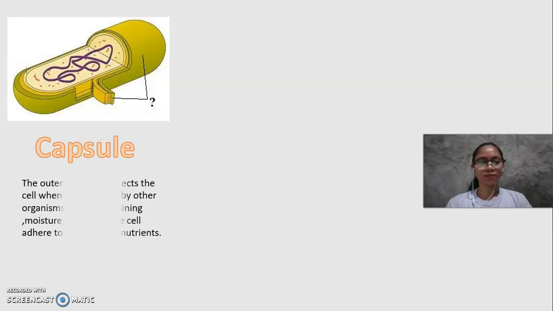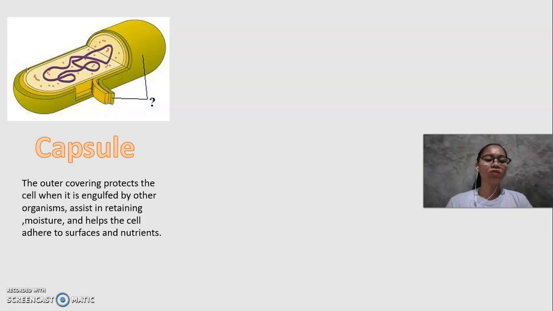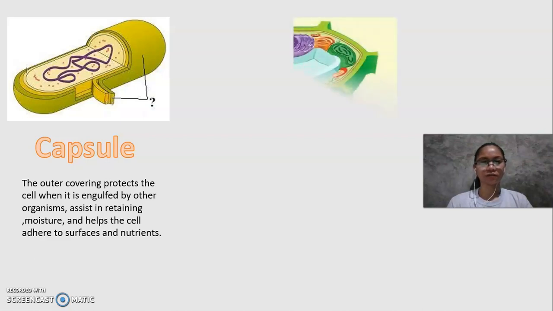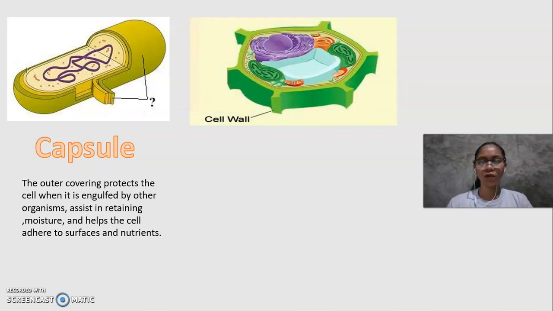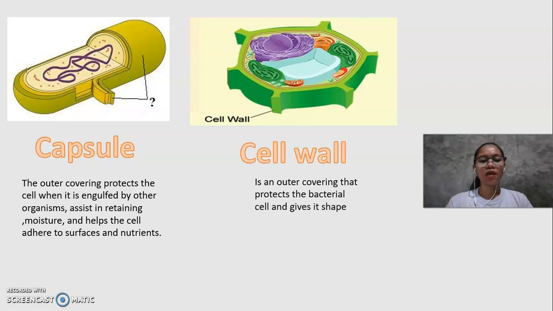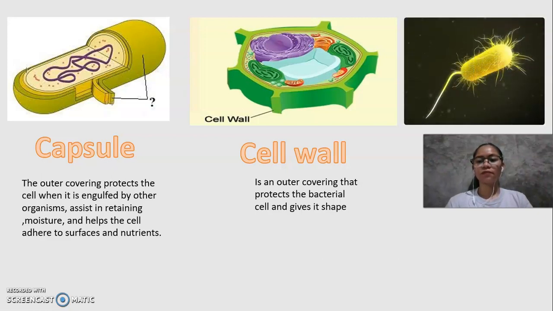Another is the capsule. The capsule is the outer covering that protects the cell when it is engulfed by other organisms, assists in retaining moisture, and helps the cell adhere to surfaces and nutrients. Cell wall. The cell wall is an outer covering that protects the bacterial cell and gives it shape. And also pili. Pili are hair-like structures on the surface of the cell that attach to other bacterial cells.